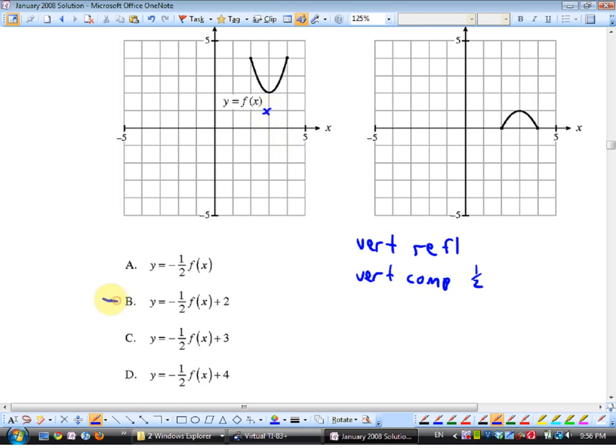I'm kind of leaning towards this one. Let's try it here. Vertical compression instead of four high, two high. Vertical reflection instead of positive two, negative two. Two up would end up there, and that matches that. You know what? I'm looking at B.